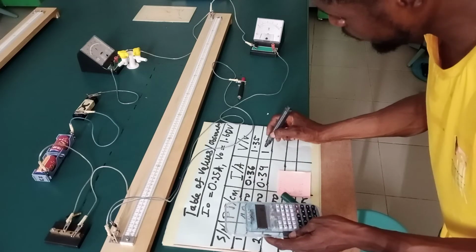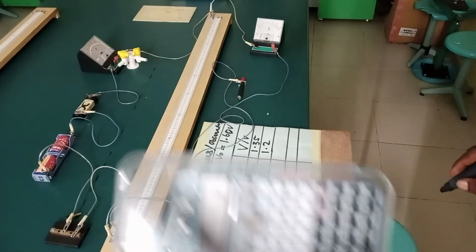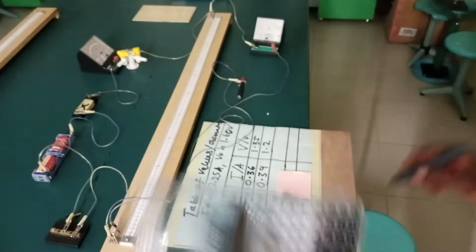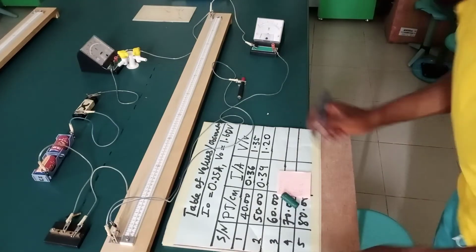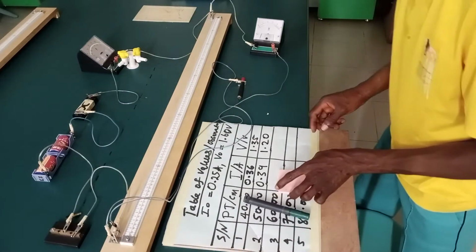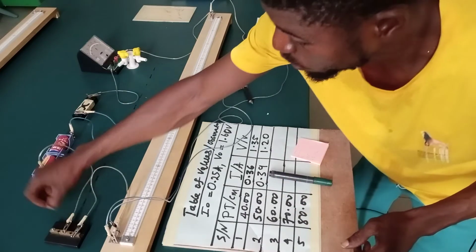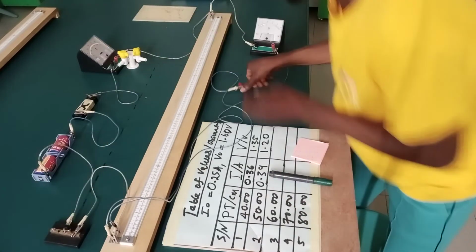I have 1.2. But I will not record 1.2. I will record 1.20. So 1.20 is what I will record. So the next thing I will do is to place it at 60. So I will make the circuit quickly. Make the circuit at 60.